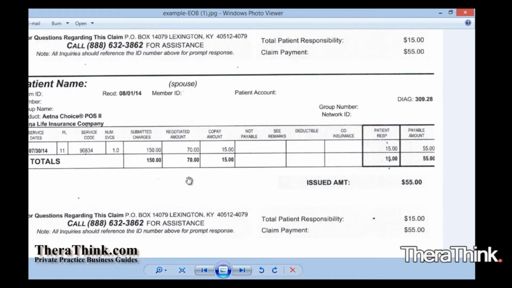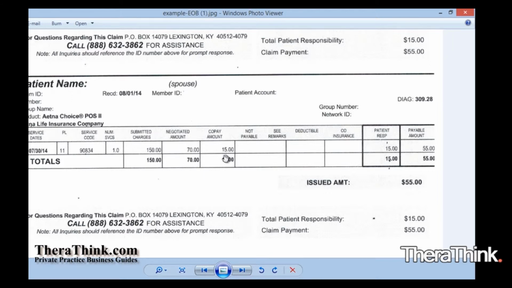The negotiated amount is your contracted rate based on being an in-network provider for that specific service code. So this is how much you're going to get paid by a combination of the insurance company and the patient in total. We need to make sure that the amount paid always adds up to $70.